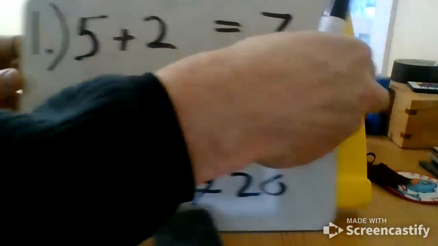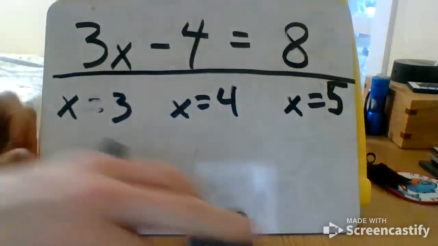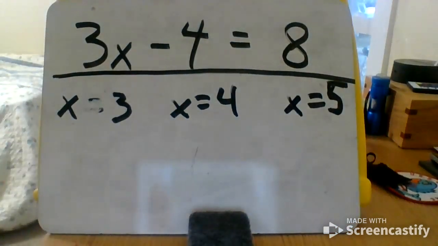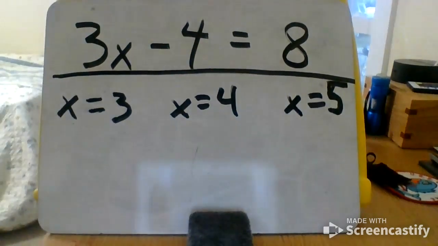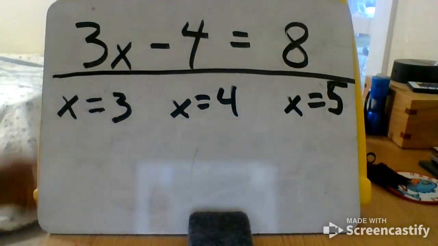Then the second part of this section of the chapter, you see problems like this. You've got 3x minus 4 equals 8. And then it tells you x equals 3, x equals 4, x equals 5. You have to decide for which of these values is this a true statement. So I call this plug and chug. You're going to plug numbers in for x, and you're going to see which of those work out.